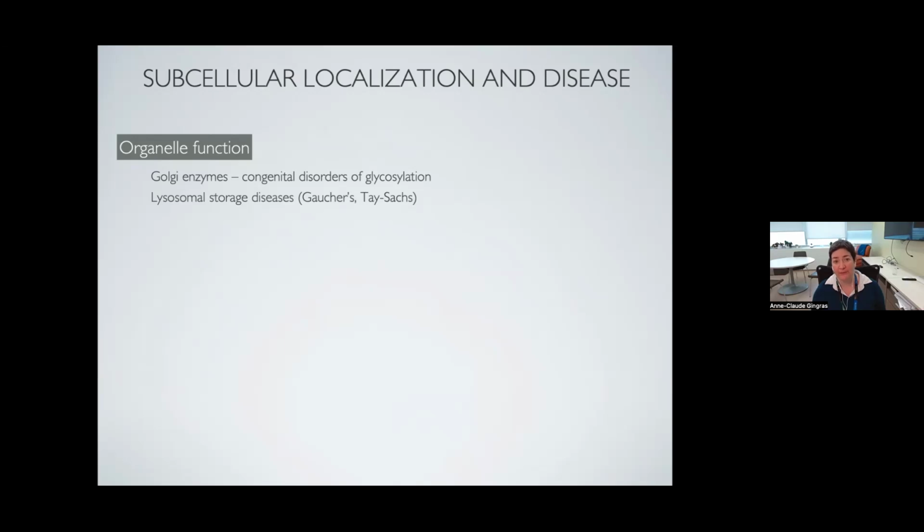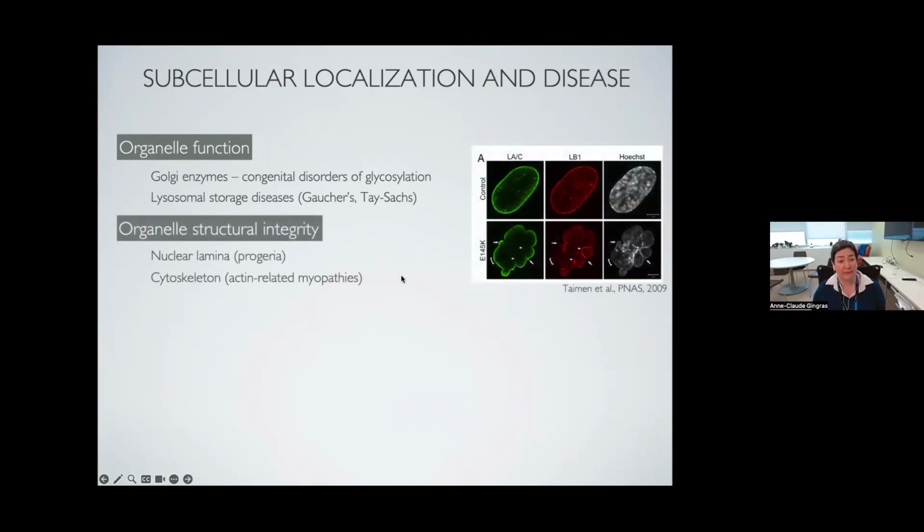And so just before I go into the presentation itself, I think it's really important to appreciate the role of subcellular localization and, in fact, organelle organization in disease. In fact, organelle function or dysfunction underlies multiple diseases. For example, Golgi enzyme aberration is really at the core of congenital disorder of glycosylation, and lysosomal storage diseases, such as Gaucher and Tay-Sachs, are also really important.